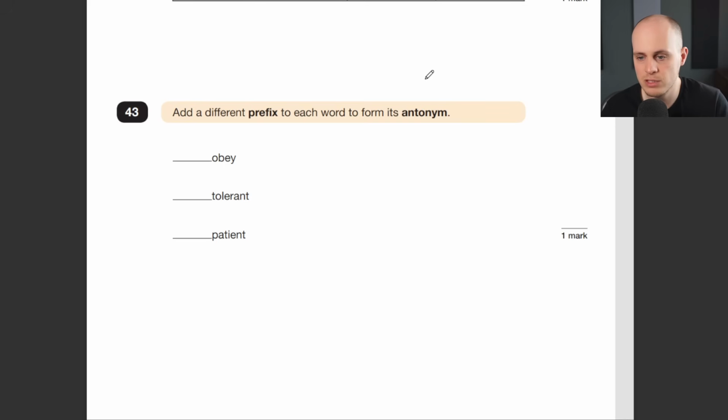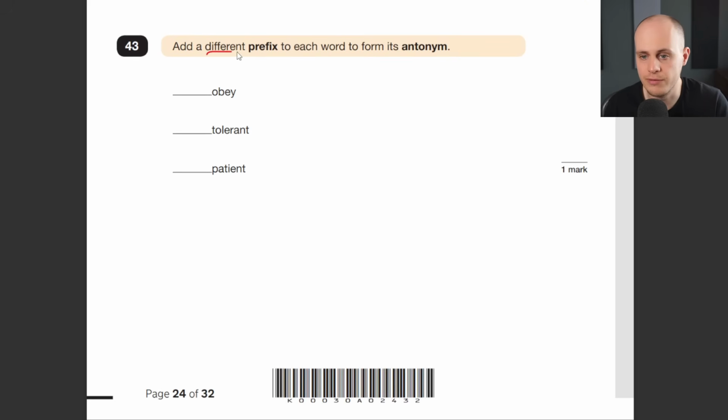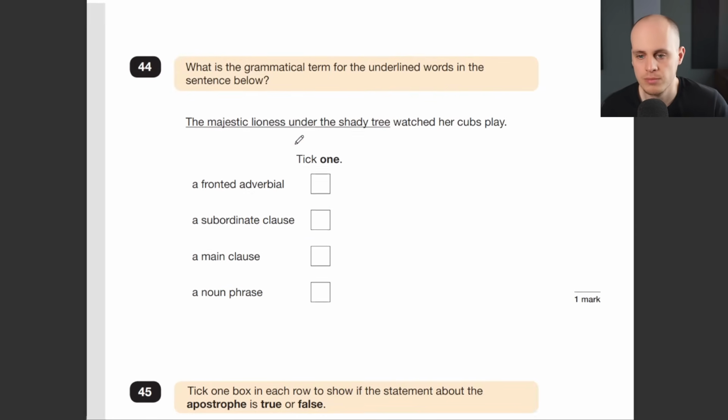Add a different prefix to each word to form its antonym. A different prefix to make its antonym, opposite meaning. Obey, disobey, right? What's the opposite of tolerant? I'm tolerant, but maybe someone else is intolerant. Okay, you could be intolerant to a food, or you could be intolerant towards other people. I'm patient, but you are impatient. And that one's IM. Quite often confused with IN. There you go. Number 44.